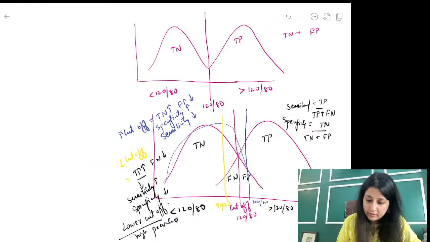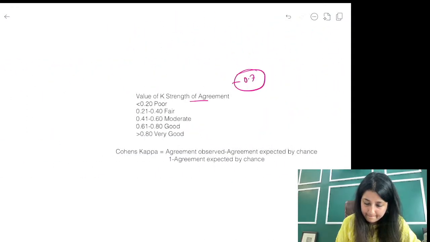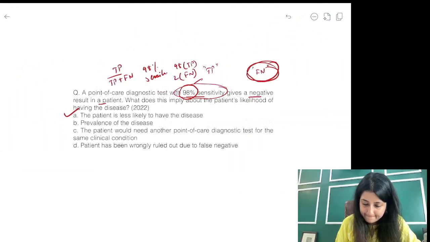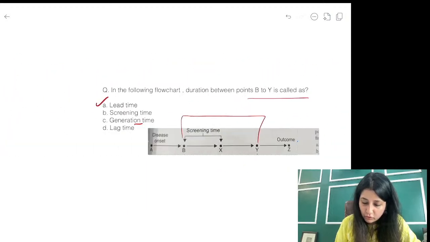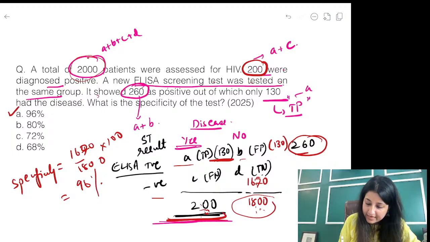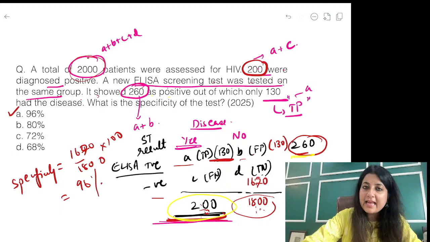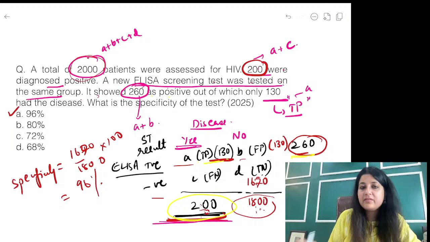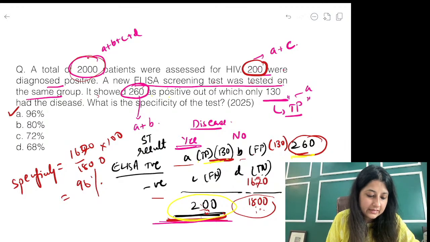Which numerical? 2000 question वाला कौन सा था? Whatever I have taught now, just go through that cutoff wala question and you will be able to do it. Now see, 2000 patients, that means total population, 200 were positive. So it's written 200 positive. So disease, yes, below that only you will write 200. Now when I applied an ELISA, alright, 260 were tested positive. So positive is this 260. Out of this, actually 130 had the disease. So 130 is your TP. Rest of the values you can calculate.